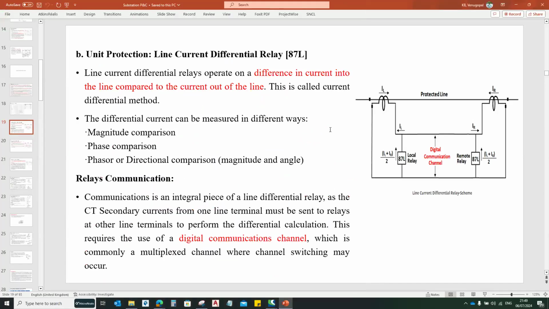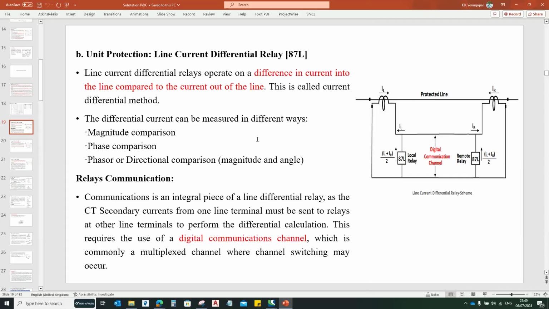Now, we'll discuss line differential protection. Line differential protection relays operate on the difference in entering current, like the current into the line compared to the current out of the line. This is called the current differential method. The differential current can be measured in different ways: one is magnitude comparison, then phase comparison, and phase or directional comparison. That is, we can say magnitude and angle comparison in the relays.